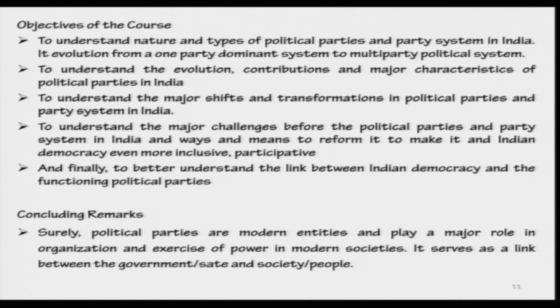Now, to conclude this lecture, one must understand that no doubt political parties are modern entities, that means it is a modern phenomenon. It is not a trans-historical phenomenon. It developed more rapidly in the 20th century and started from the 19th century, and went on to play a major role in the organization and exercise of power in modern society.